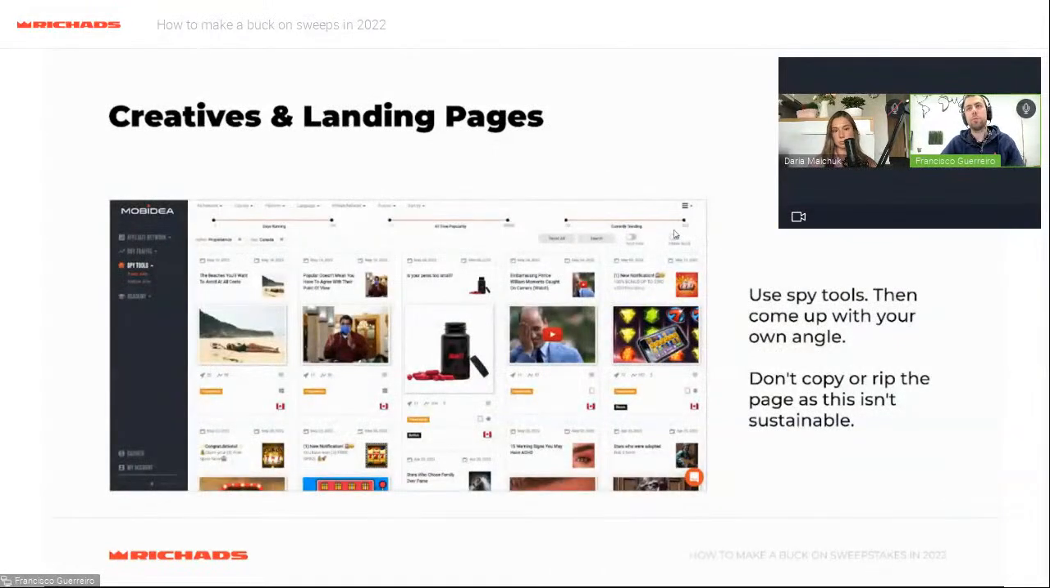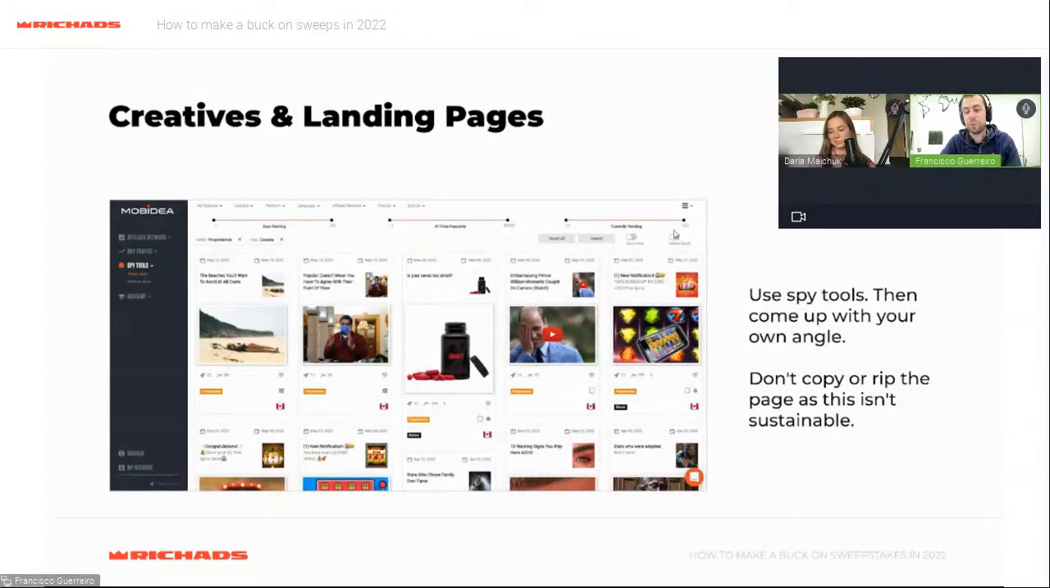Now, how do you create your landing pages, and how do you come up with this angle? I would say that it's crucial that you understand the tools that the market has. And the most important tool here is the spy tool. Any good media buyer will always use at least one spy tool. And the top guys that I manage usually have two or three different spy tools at the same time.